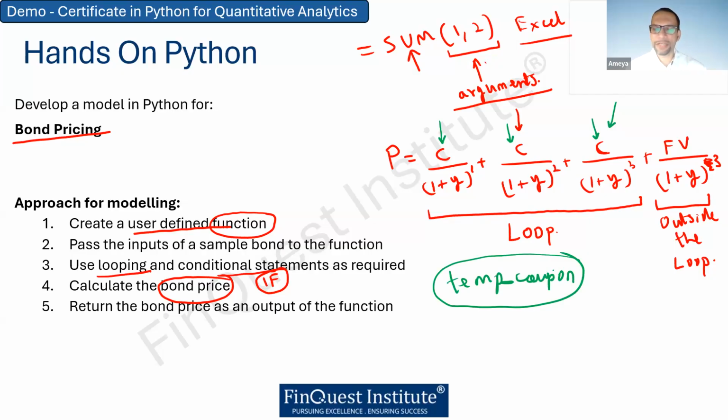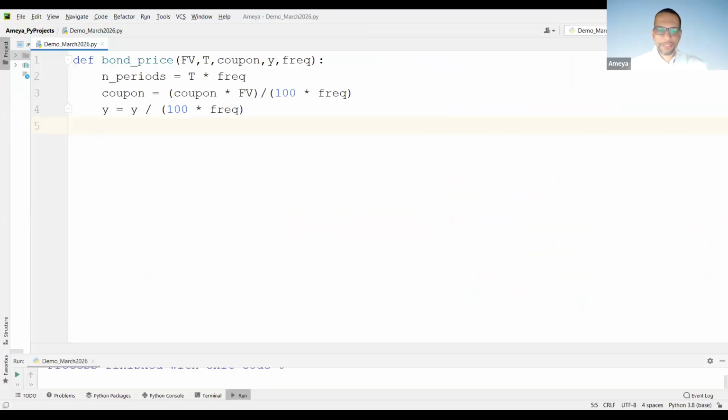And is everyone convinced that we are going to require a certain variable to hold respective PVs of coupons? Otherwise, they'll get overwritten. Yeah. So we'll try that. So let's say I say temp coupon equal to 0. And generally, a best practice is whenever you create a new variable, assign it a value of 0.